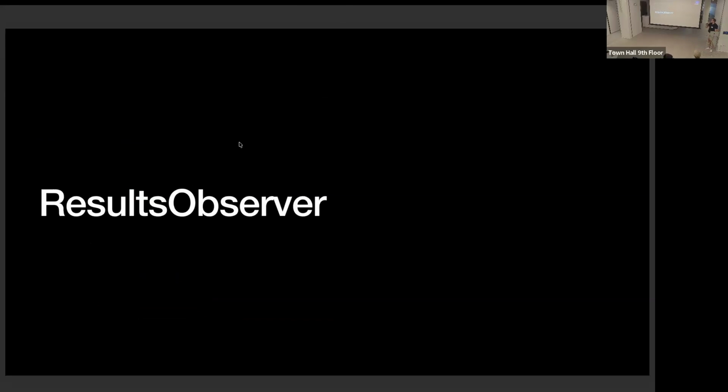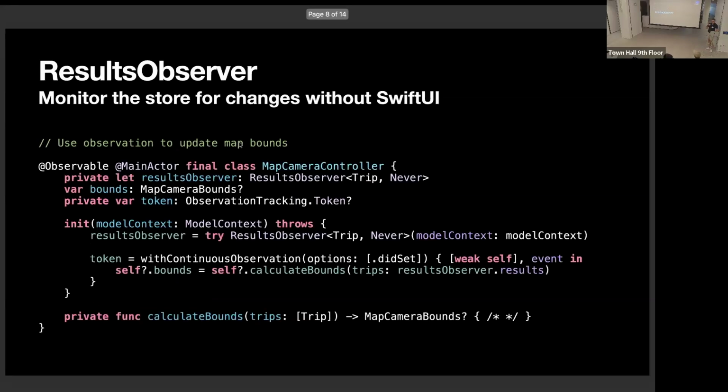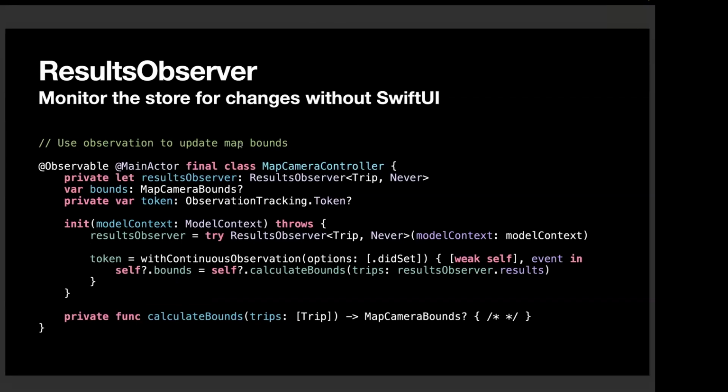Next, we have the results observer. This is a great way to incorporate SwiftData into a model view model architecture. You can put this in your view model. You can create a results observer to track changes to trips within your store. You check the results observer's results with a continuous observation closure.